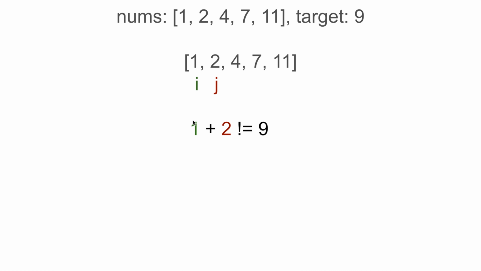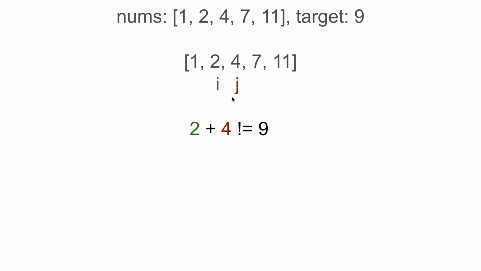So the two values are 1 and 2, and the sum of these two values is 3, which is not equal to 9. So we move the second pointer to the next value, that is 4, and 1 plus 4 is not equal to 9. Then we move to the next value, that is 7. 1 plus 7 is not equal to 9. Then we move to the last value, that is 11. 1 plus 11 is not equal to 9.